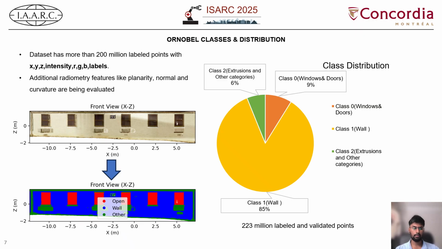This is the cluster distribution. As you can see from the picture and the data, the point cloud is heavily imbalanced because of the inherent nature of the number of wall points in the scan.